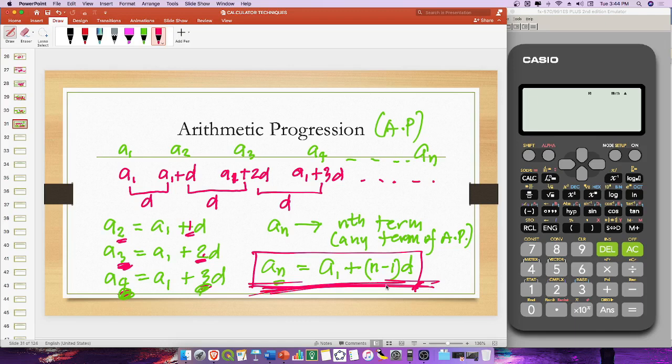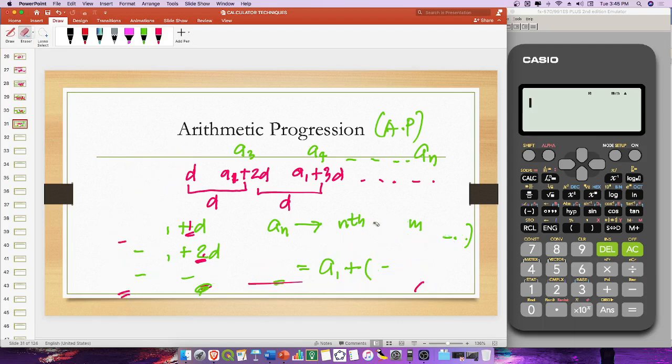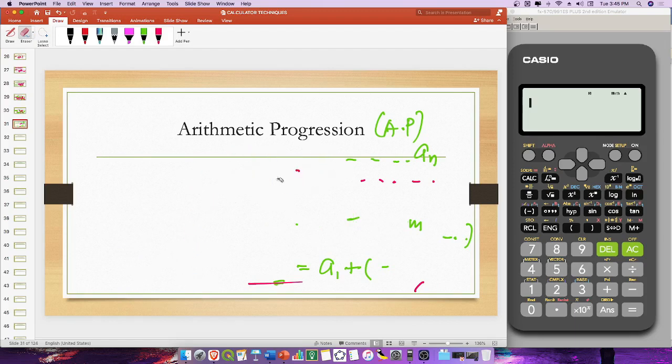Now shall we start our first problem? Let's have an example here. So I will erase this first. I will erase this part. Okay, let's make it clean. So we can have our example here.